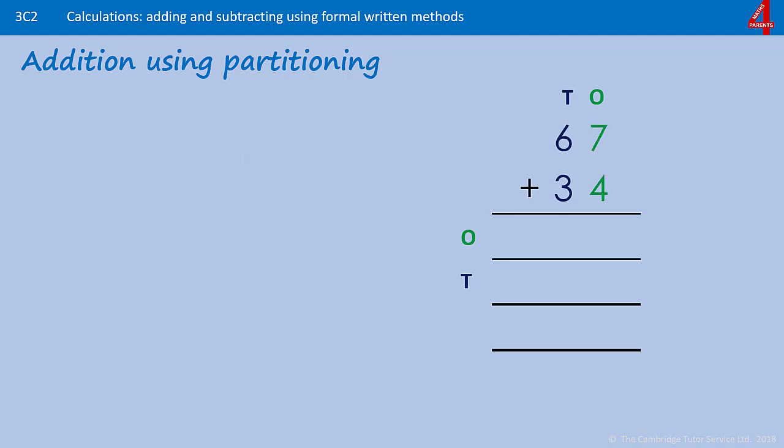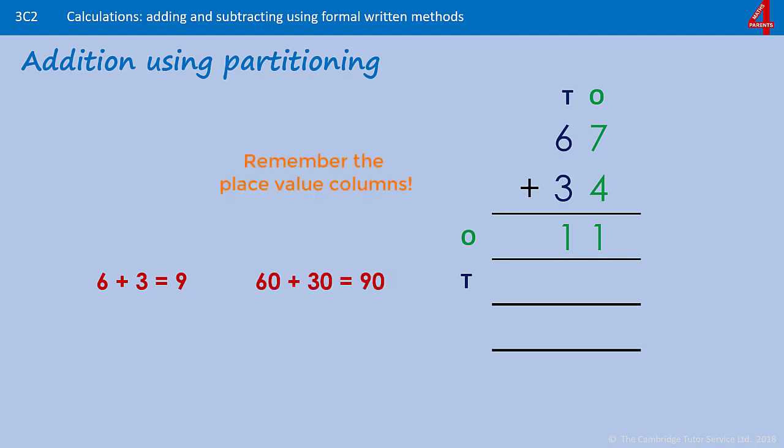This gets a little more complex, as you'll see, because the total of the 1s is going to take you into the 10s. 7 add 4, that's 11, so we're going to put all of that 11 in the 1s row. 6 and 3, which is really 60, add 30. 6 and 3 is 9, 60 and 30 is 90. So we have 90 in the 10s row.